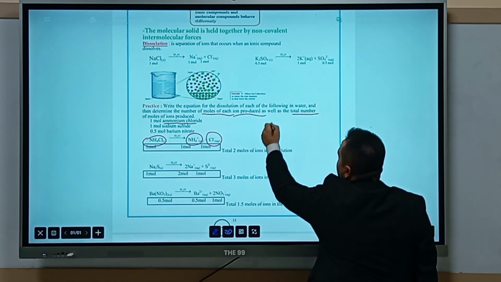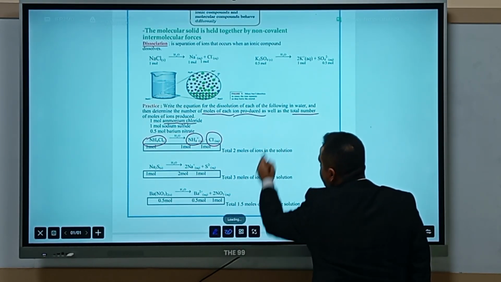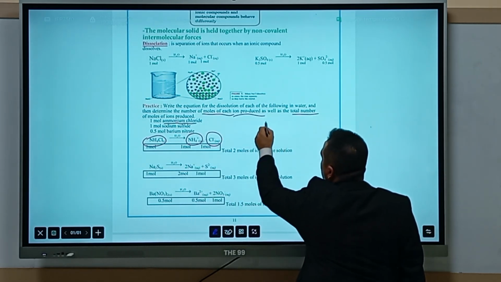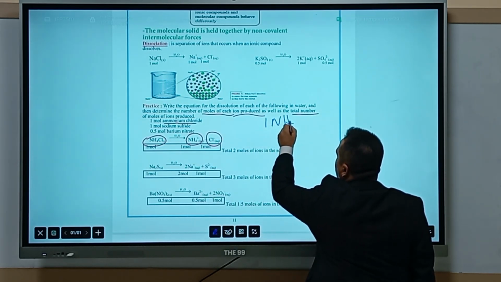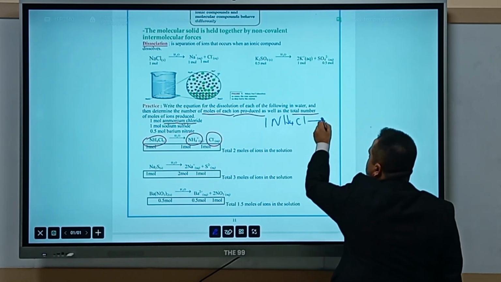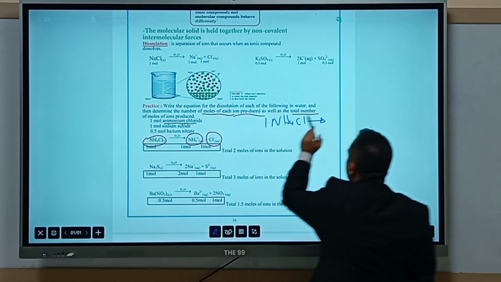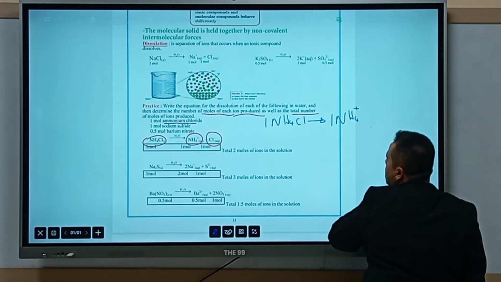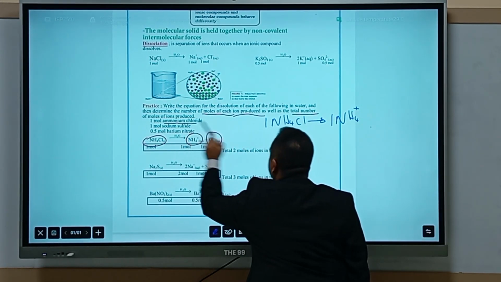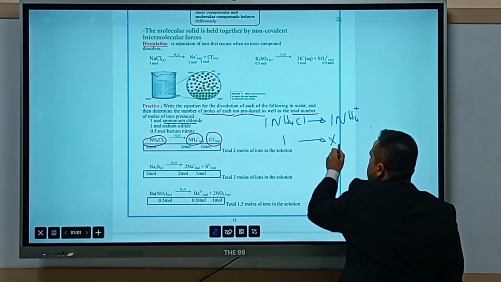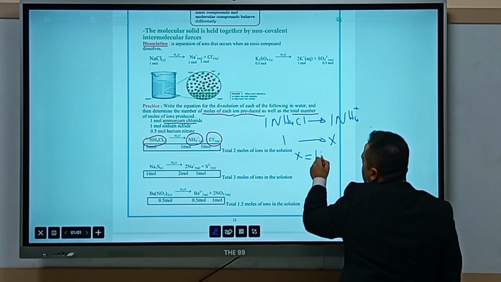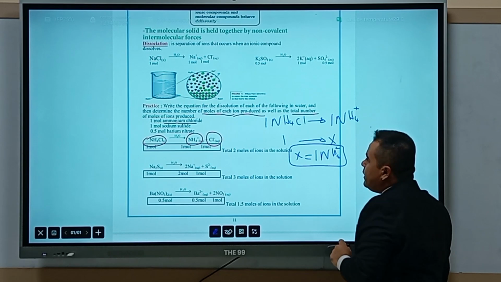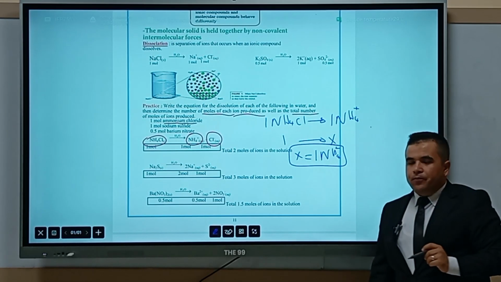So one mole of NH4Cl produces how many NH4? Of course, one NH4 positive. How about the given amount? One mole will produce how many moles? X. So X is equal to 1 mole of NH4 as well. So this is the mole of the cation.